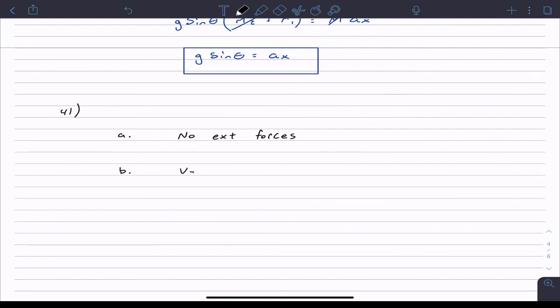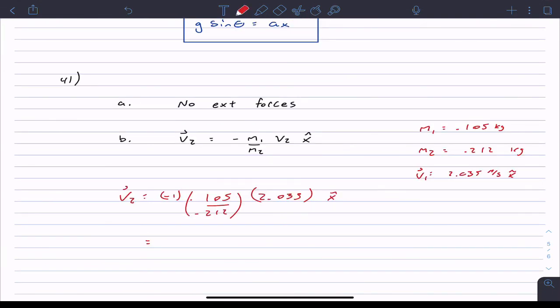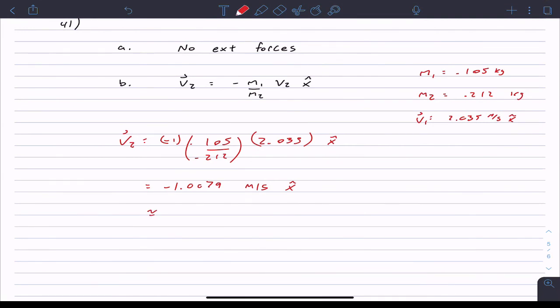Okay, well, we had this before, right? And this was negative m1 over m2 v2 in the x-hat direction. And all we have to do is plug in the values that were given. So we get negative 1.0079 meters per second in the x-hat direction. Or we can say that this is closer to negative 1.01 meters per second in the x-hat direction.